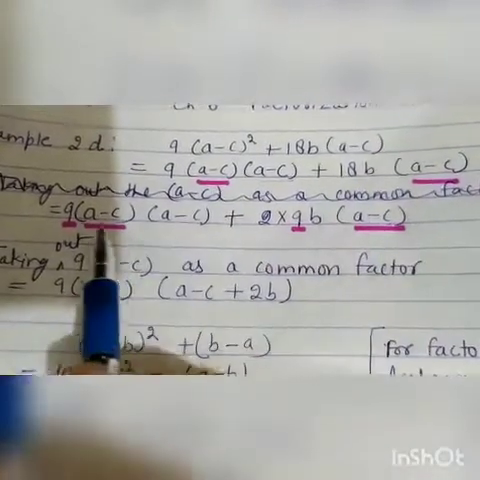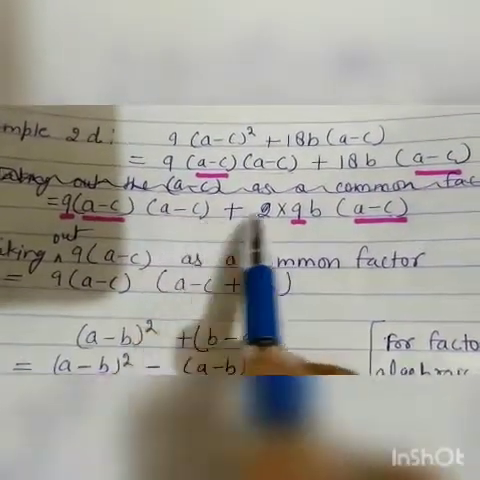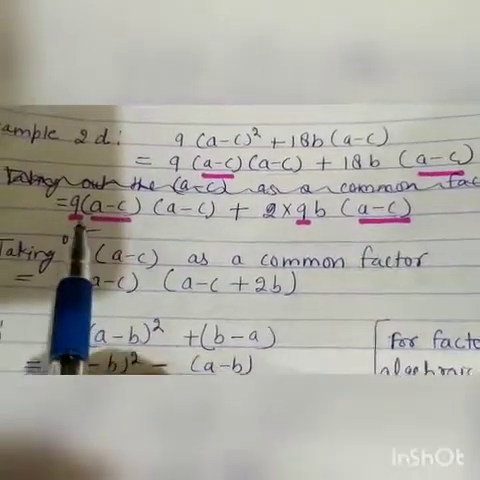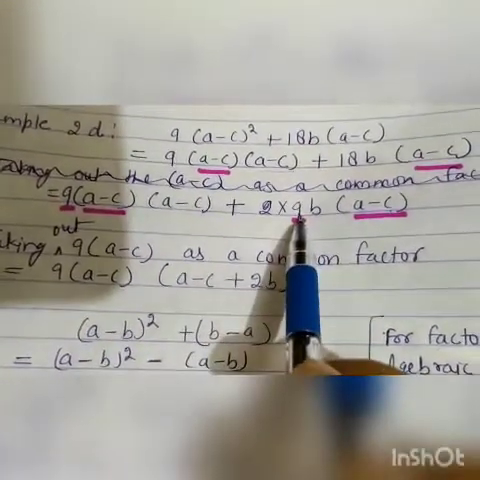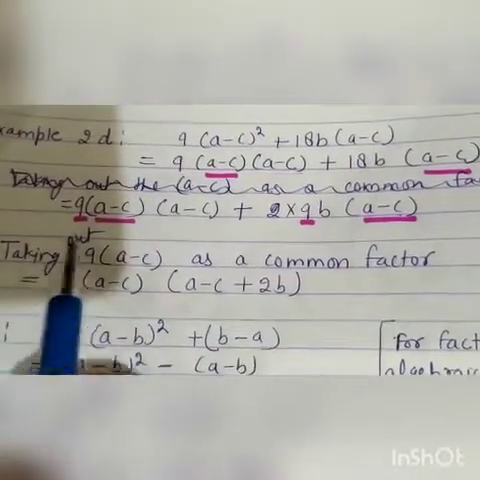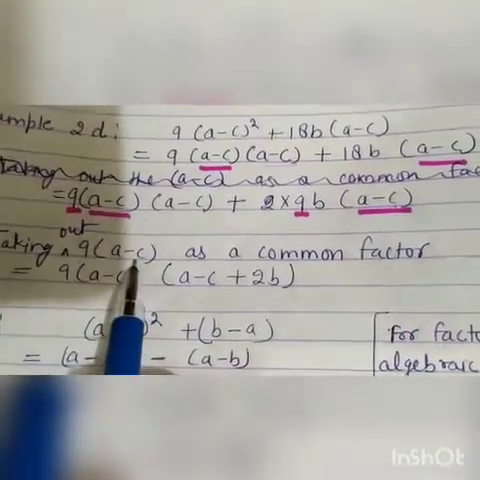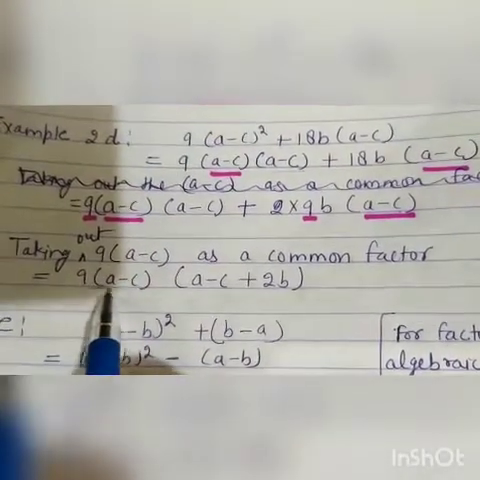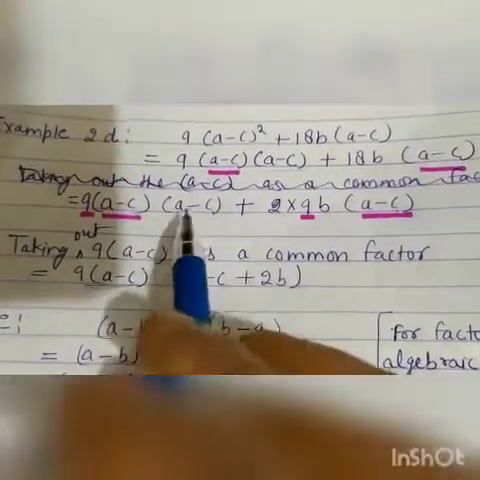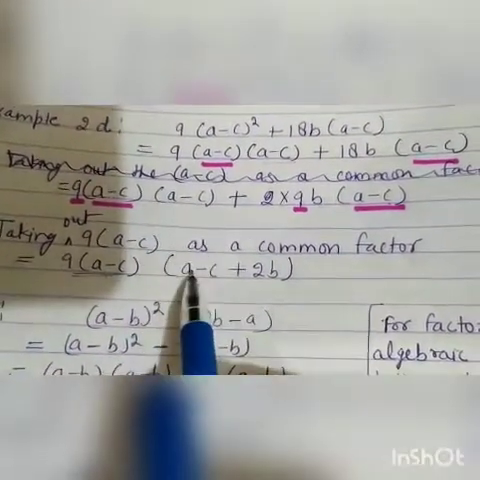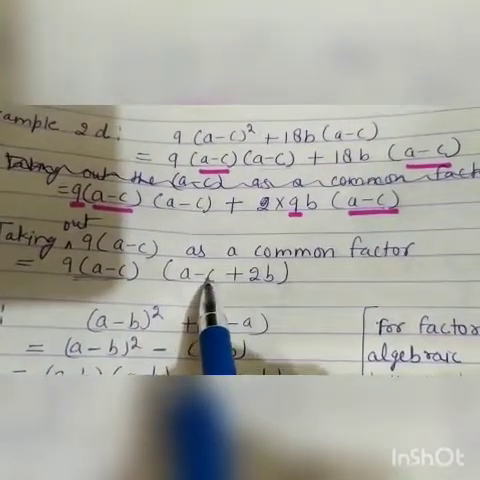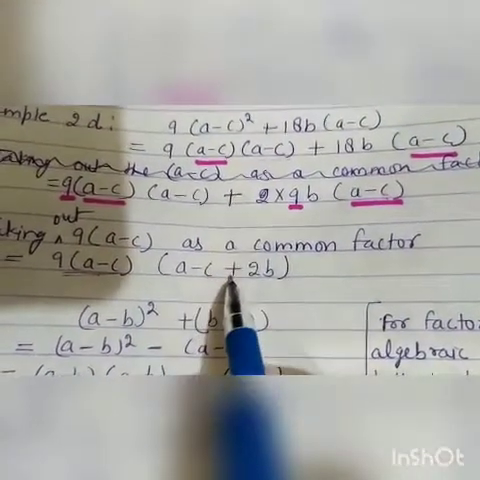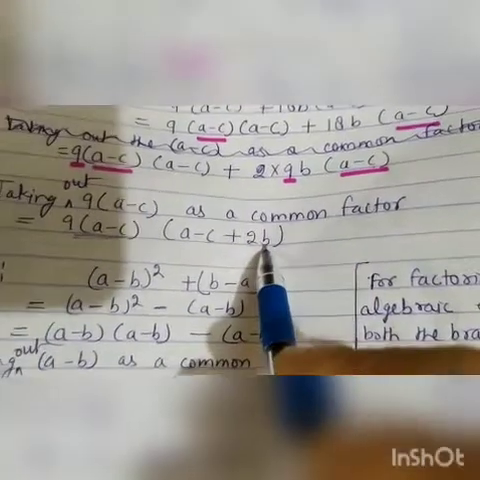Now see, in these two terms, first term is this one, second term is this one. a minus c is common, and this 9 is also the same. So we will take out 9(a minus c) as a common factor. This is the common factor, 9(a minus c). What is left from the first term? It is a minus c, and what is left from the second term? It is this 2 and this b. So it is plus 2b.